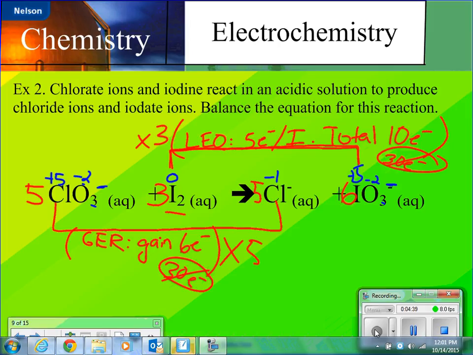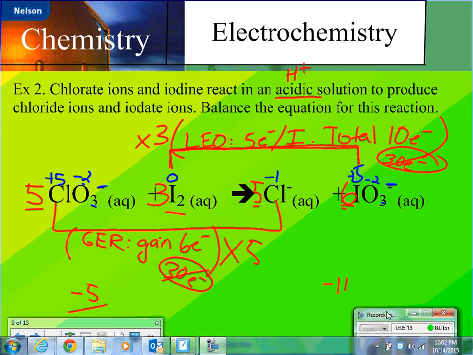Step 5, we balance the charge. So is this an acidic or basic solution? It's acidic, so I need to add hydrogens to balance my charge. So when we balance the charge, we want to add it up. So if you look on this side, you've got 5 chlorates, each with a -1. The iodine is a charge of 0, so the total charge on this side is -5. So total charge, -5. On this side, we have 5 times -1 plus 6 times -1. So the total charge is -11.